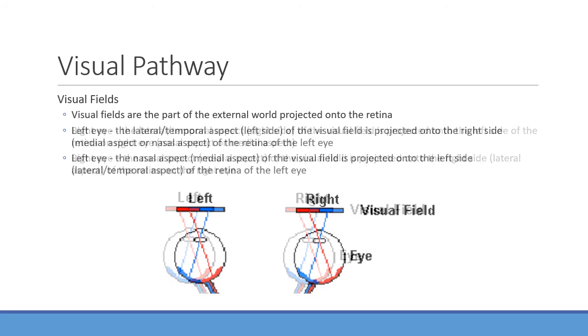Okay. On the left eye, you're going to see that if something is coming from the lateral aspect, it's going to be traveling and crossing over and then hitting the more nasal or medial side of the retina, and vice versa. If it's coming from the right, it's going to be focusing on the medial side of the retina. Okay.